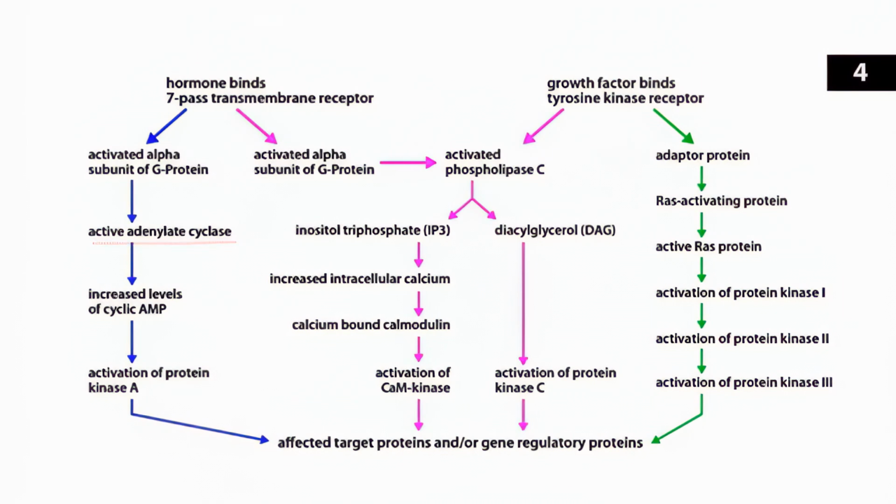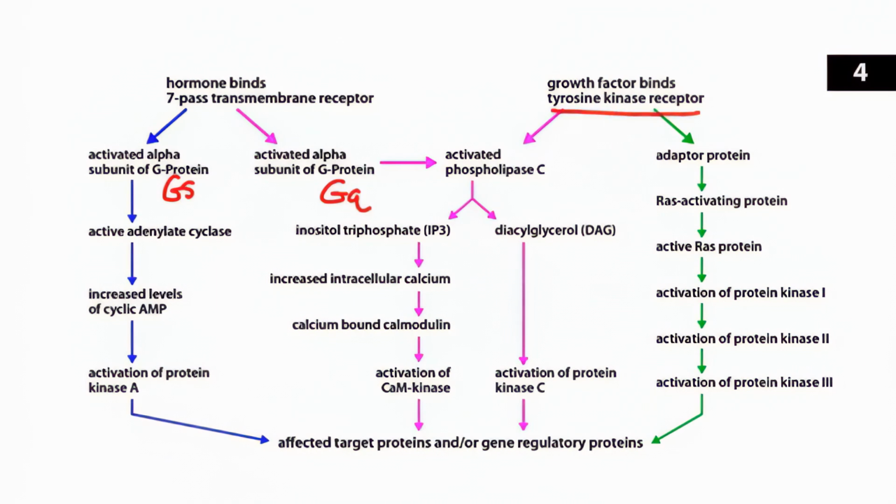So, which G protein does that? That's GS, S for stimulate, right? And then down in the middle, this would be a different receptor because it's a different second messenger pathway. Here, the activation of the G protein activates phospholipase C and IP3 and increased calcium, and then DAG and activation of protein kinase C. So which G protein would do that? That would be GQ.